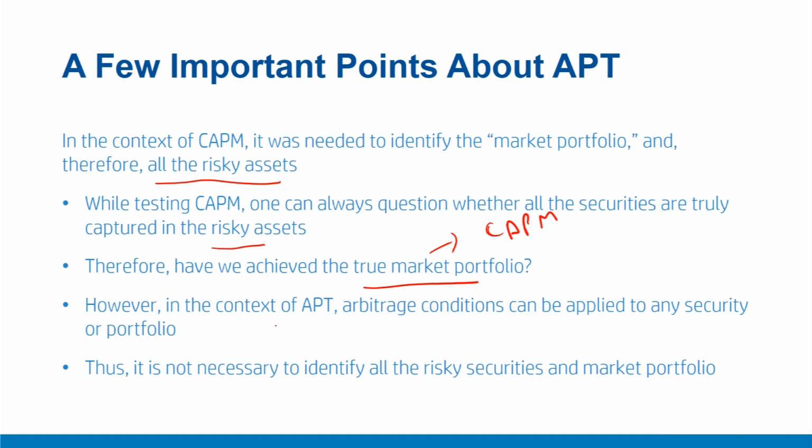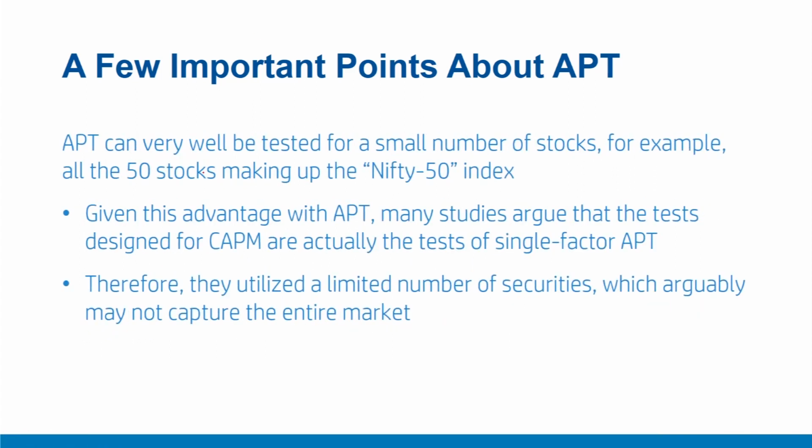However, in the context of APT, arbitrage conditions can be applied to any set of securities or portfolios. And therefore, when it comes to APT, it is not necessary to identify all the securities in the market, and therefore it is not necessary to identify the market portfolio. That makes APT very generic. So for example, APT can be tested for a very small number of stocks. A simple index like Nifty 50, which comprises 50 stocks, can be utilized to test APT. So only the 50 stocks making up Nifty 50 can be used and tested for APT.